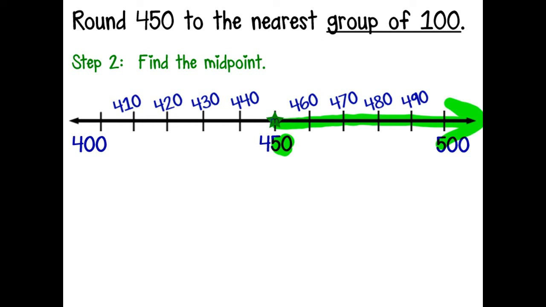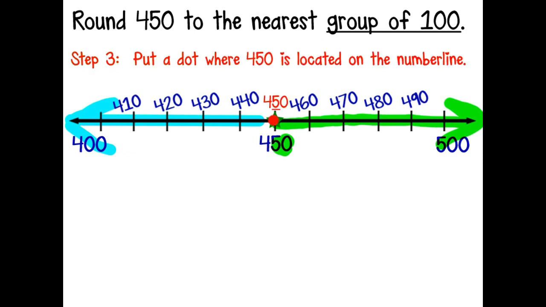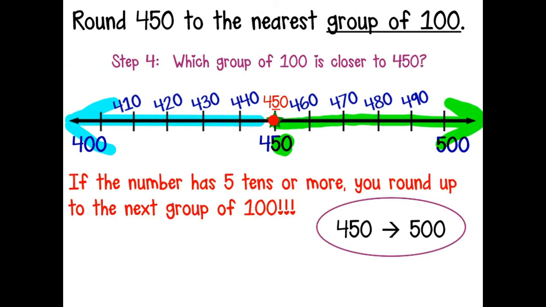50 or more, we will bump it up to the next group of 100. Less than 50 will get rounded down to the lower group of 100. Step 3 is to place a dot where 450 is located on the number line. 5 tens, 50 or more, you bump it up to the next group of 100. So 450 rounds up to 500.